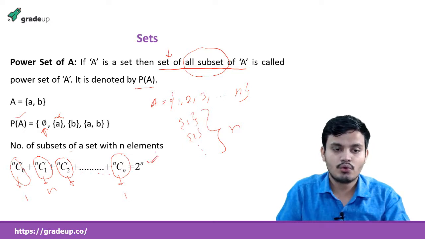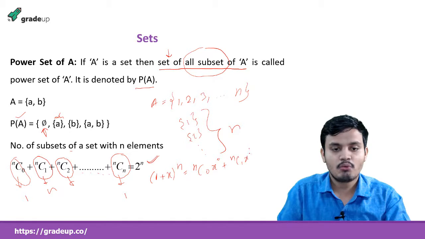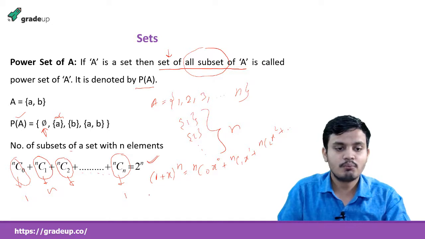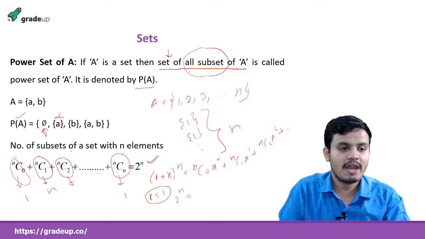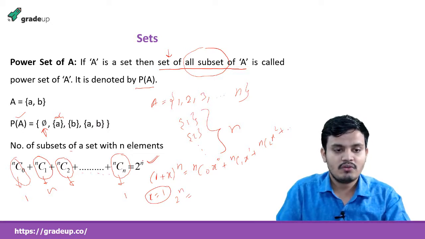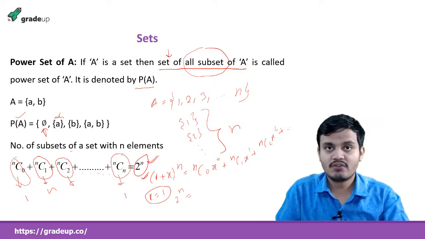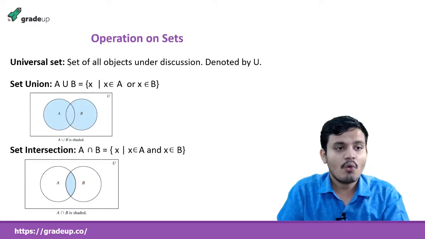You can use the binomial theorem to prove how it will be 2^n. You should use the expansion of (1 + x)^n, which is equal to nC0 x^0 + nC1 x^1 + nC2 x^2 and so on, and put x equal to 1. Then what will you get? 2^n, and this equation will be like this. So in this way we get that the number of elements in a power set will be 2^n. If A consists of n elements, the power set will consist of 2^n elements. Now, what is a universal set?